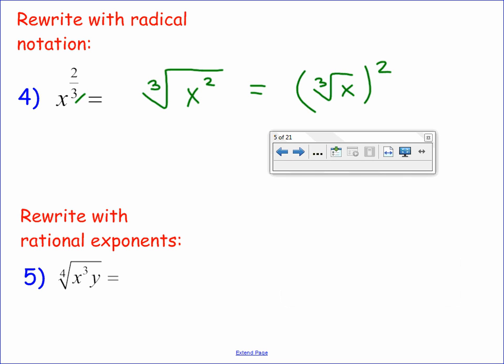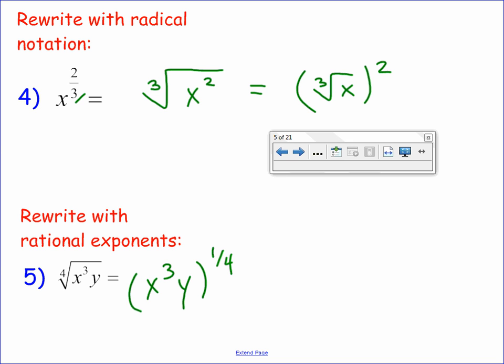Awesome. And lastly, rewrite with rational exponents. That's where I treat my radical as a fractional exponent. So that fourth root could be rewritten as a 1/4 power, so long as we assume positive variable-based x's and y's. So here we go. I could rewrite that as x cubed y all to the 1/4 power by treating that fourth root as a 1/4 power. Everybody see that?